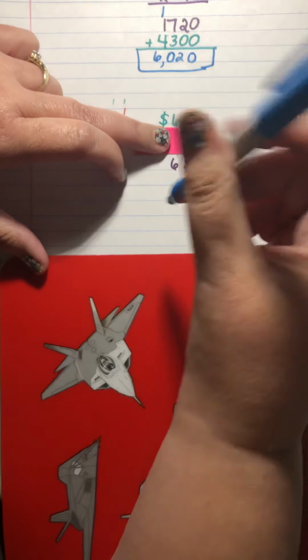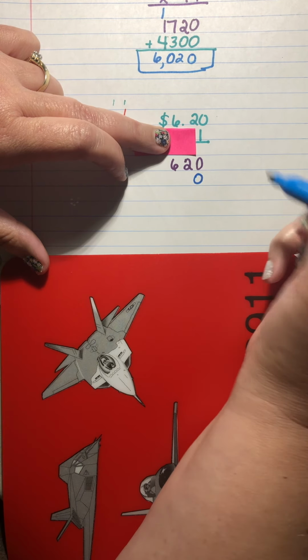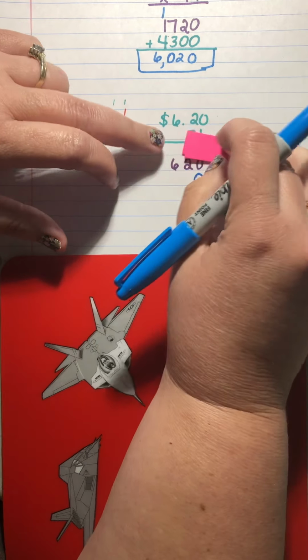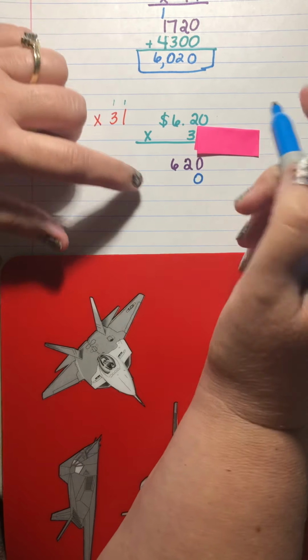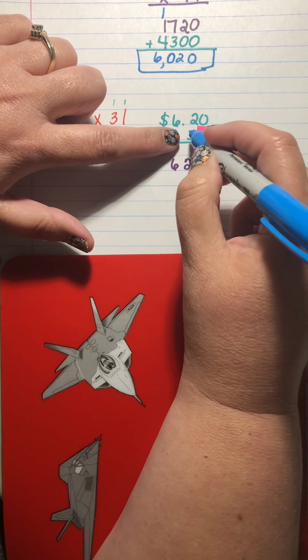Now, I have to put my placeholder 0 because I'm going to the next line, because I've done all I need to do with my 1. So it's time to move on to my next digit. Cover up that 1, put your placeholder 0, and let's get started with our 3.